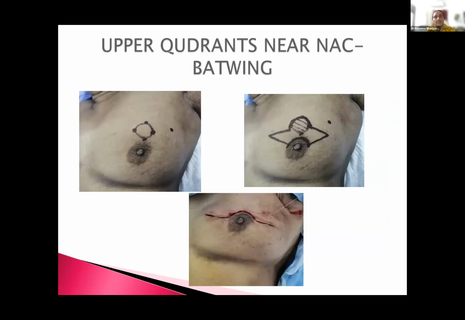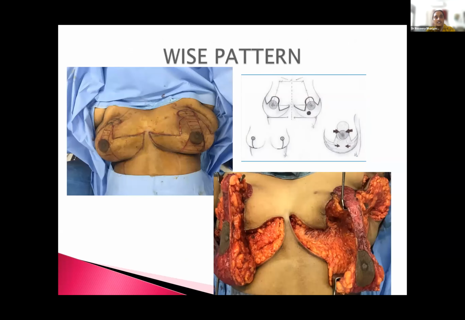There are also lesions in the upper outer quadrant. There is the bat wing flap, where the shape of the flap is like the wings of a bat, and it gives rise to good cosmesis. The Weiss pattern is a little complicated flap, but it's still doable, especially in bilateral breast cancers.